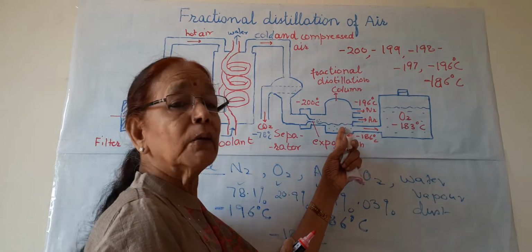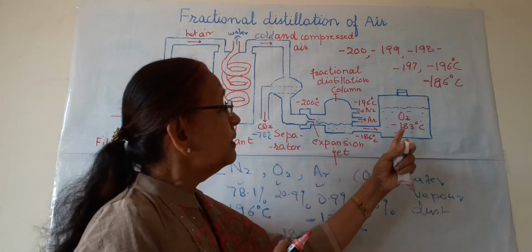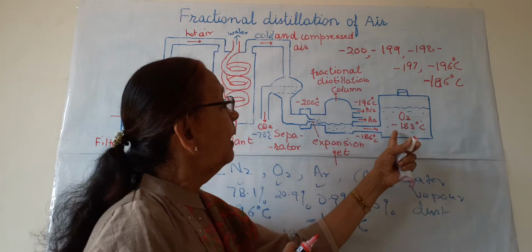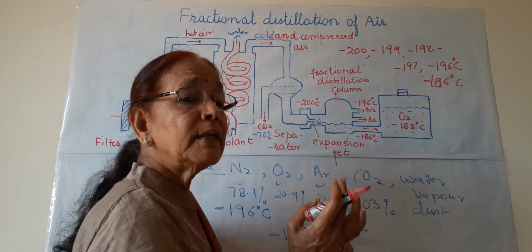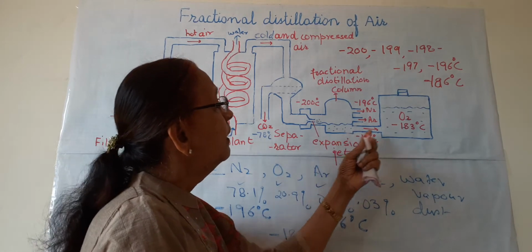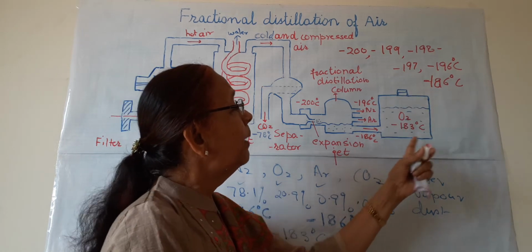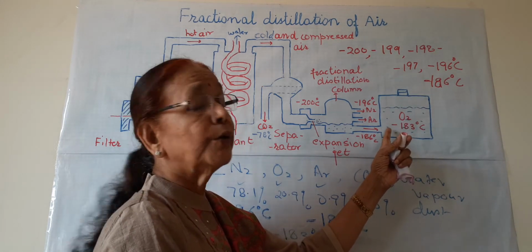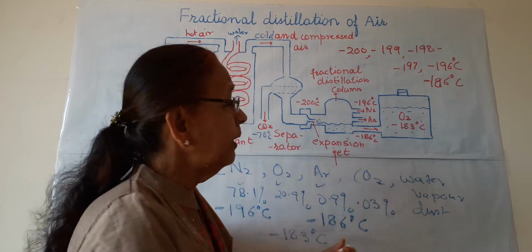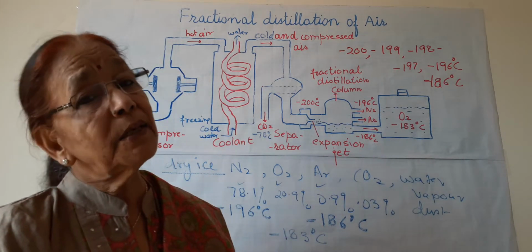The main component of the air which is left here is oxygen. It has the highest boiling point, slightly higher than argon, at minus 183. When we continue warming up the liquid air, this oxygen converts into vapor, and the bulk oxygen we collect into this reservoir or container. The oxygen is collected here in the form of gas, and it is used for various purposes.